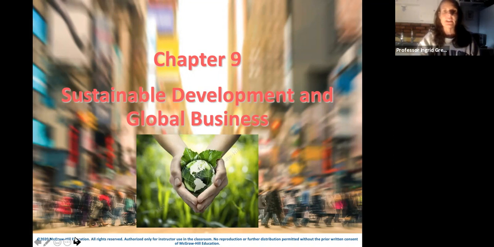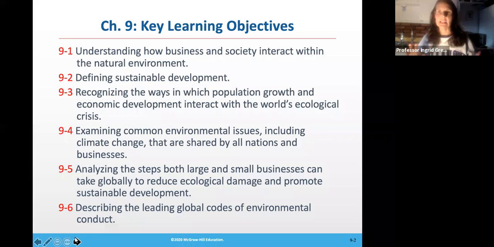So the first slide here talks about the Chapter 9 key learning objectives. Let's go through these. So we're going to first understand how business and society interact within the natural environment. We're going to talk about defining sustainable development. If you've heard that term before, we're going to get into a lot of detail as to what that actually means and what that means also for a business manager, most importantly, in this context.